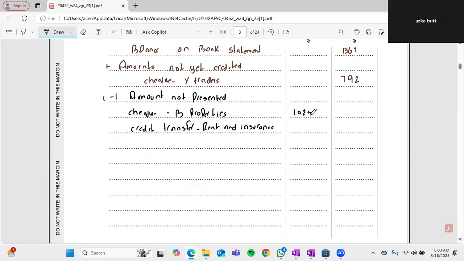So this is 1025, and the credit transfer, rent and insurance, is 2300. So this is equal to 3325, and now deduct this from the total of the balance on the bank statement and uncredited check. So it will give you the negative answer. So the balance in the cash book is equal to 1166. Okay.